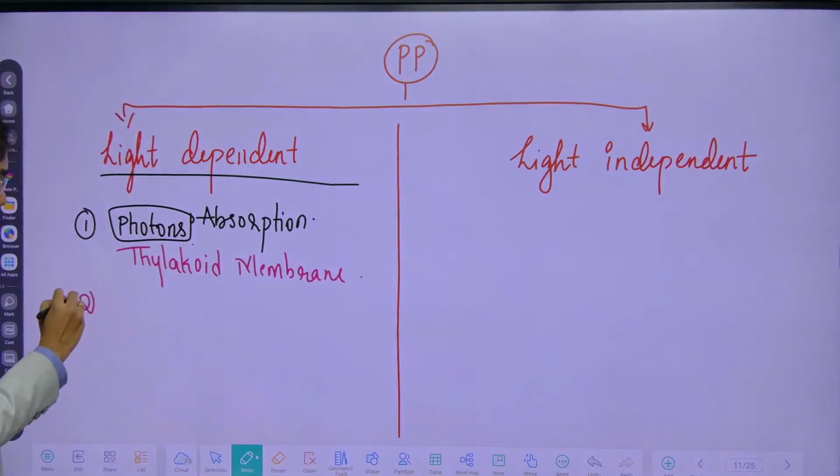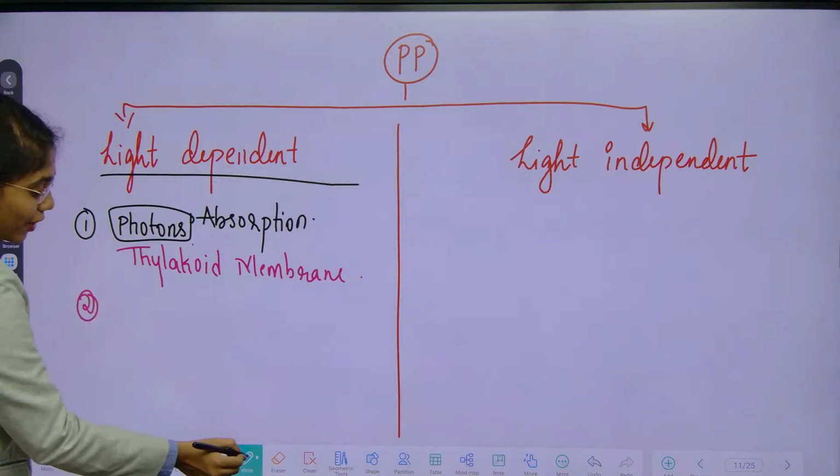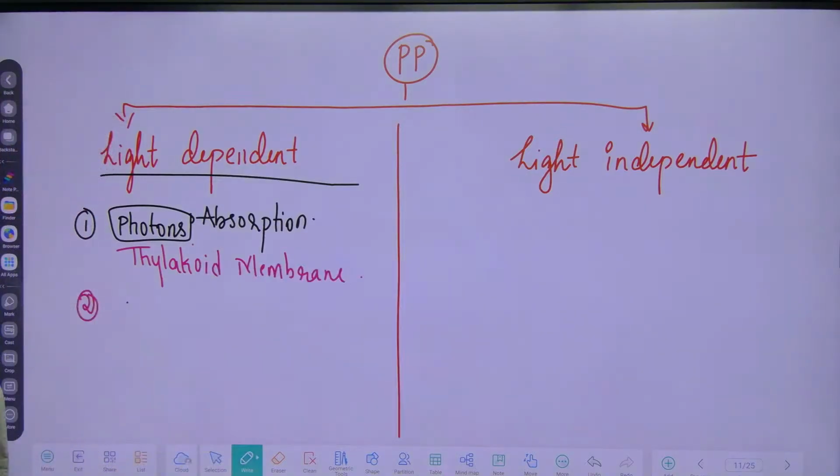And second reaction is photolysis of water. Photolysis of water.